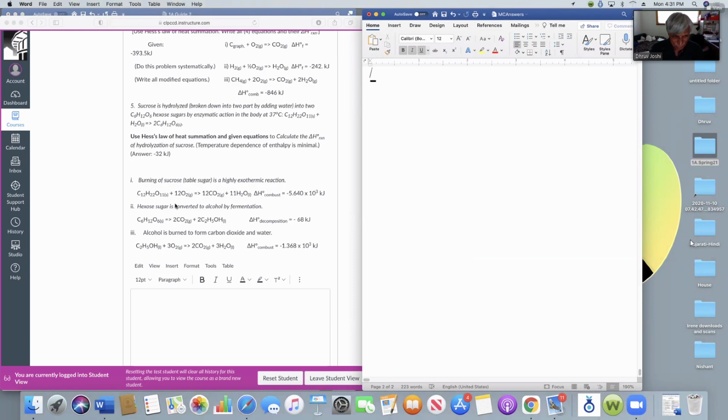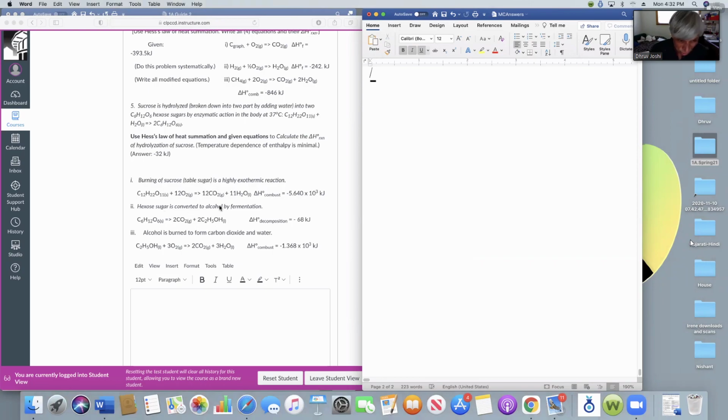Okay, so burning sugar is a highly exothermic reaction. We can find this out by using a bomb calorimeter. So that's what would happen. This is the combustion. We have lots of energy. You have seen burning sucrose. We saw that demonstration.